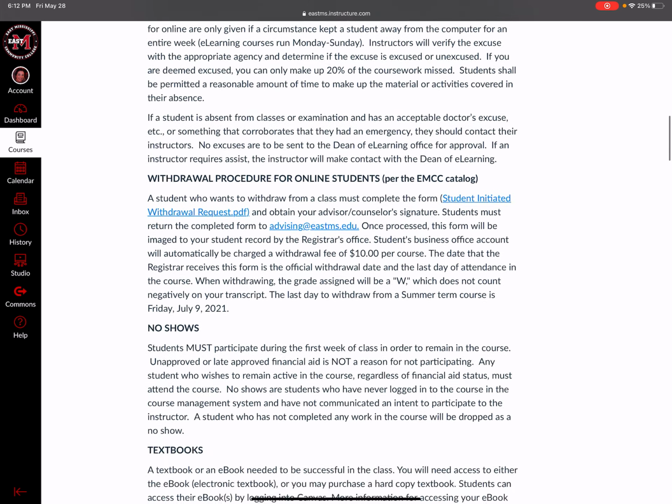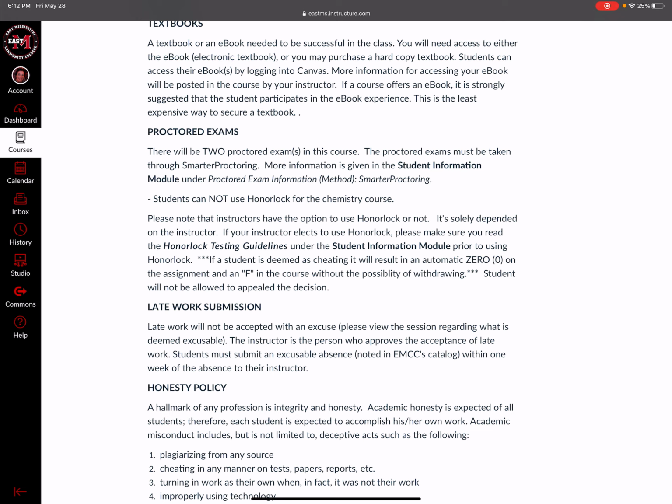Proctored exams. You will take two proctored exams. There's a proctored midterm and a proctored final. The midterm will cover chapters 3 and 4. The final will be comprehensive. Proctoring. In this class, you have to use Smarter Proctoring. What that means is when you take the proctored exam, you will have to go to campus, sit in a computer lab with a proctor to take the exam. You are not to use any books or notes or internet or help from a friend while taking the test.